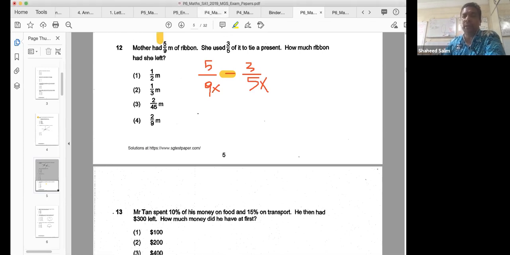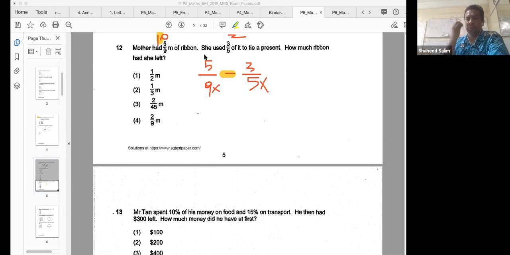Mommy had 10 meters of ribbon. Example. So I write 10 meters here. She used 2 meters. How much ribbon has she left? 10 minus 2, finish. 8. That one you can understand, can right? So now we use this one. You must minus 5 over 9 minus 3/5. So you times this by 9, times this by 5, make the same denominator, times by 5, times by 9.